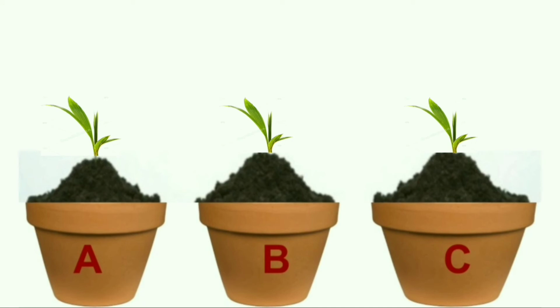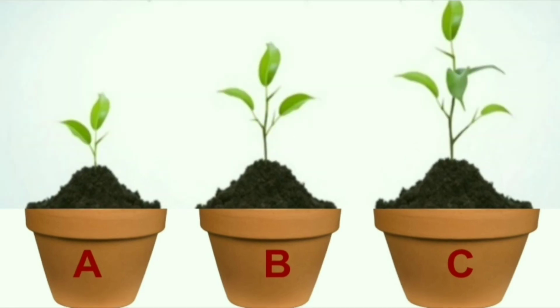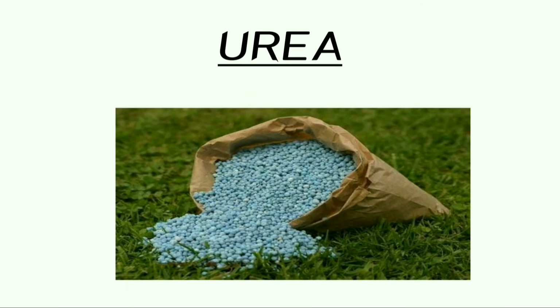You can see that the plant in pot C with the urea has grown better when compared to the plant in pot B, which is having manure, and the plant in pot A has not shown better growth. Do you know the reason for the plant in pot C to show better growth? It is because of the use of chemical fertilizer, that is urea.